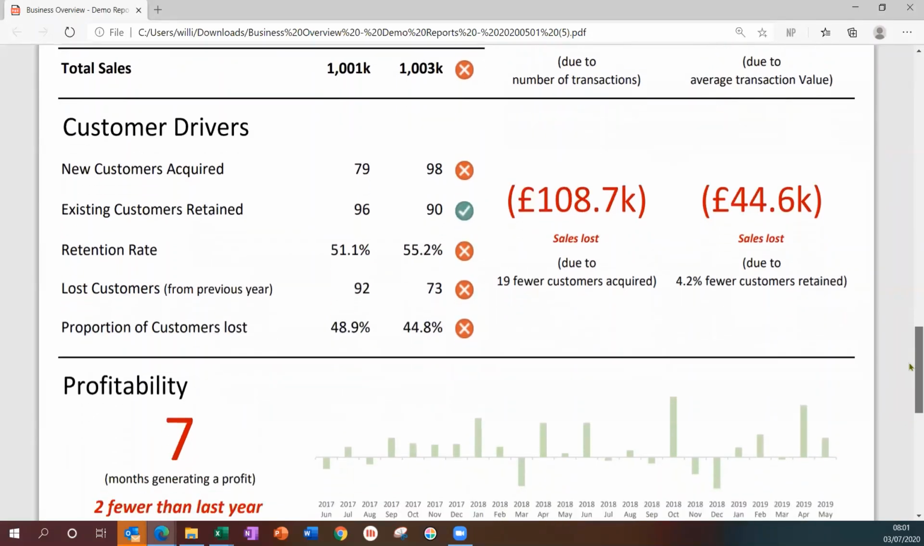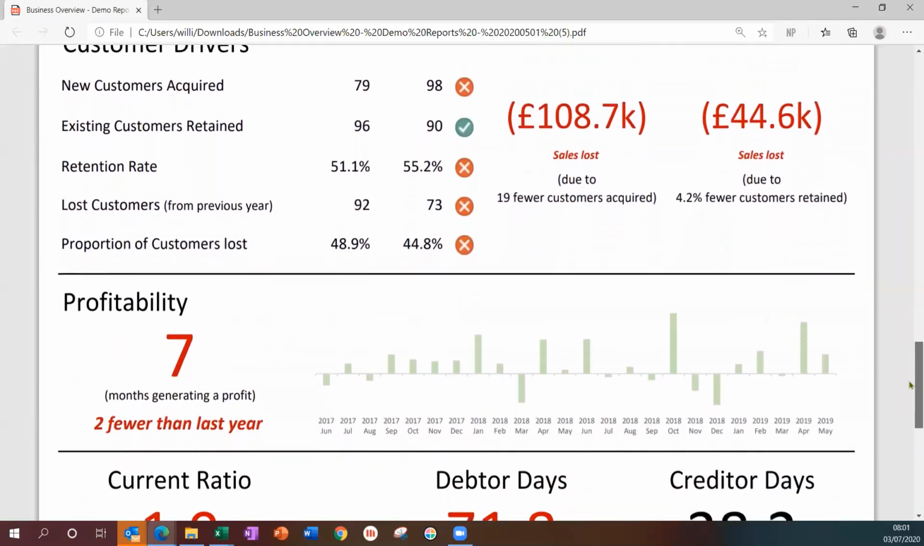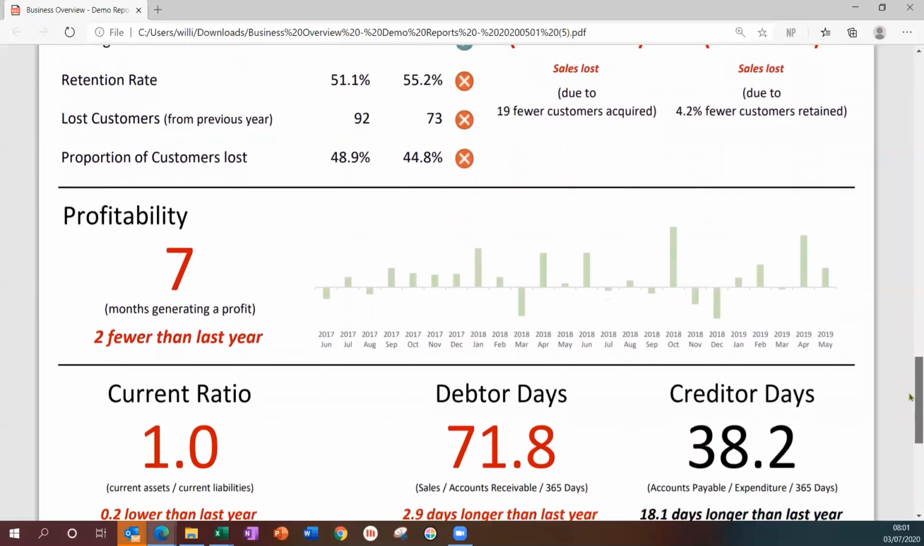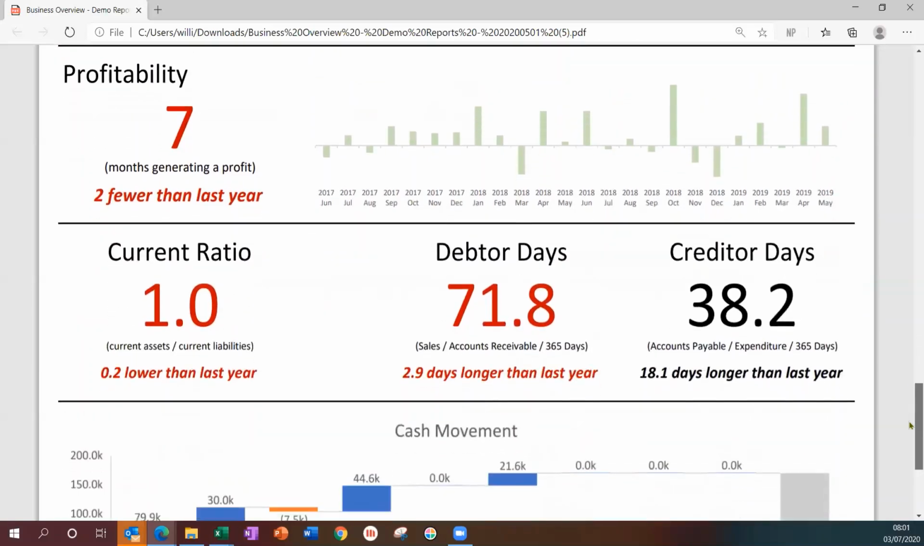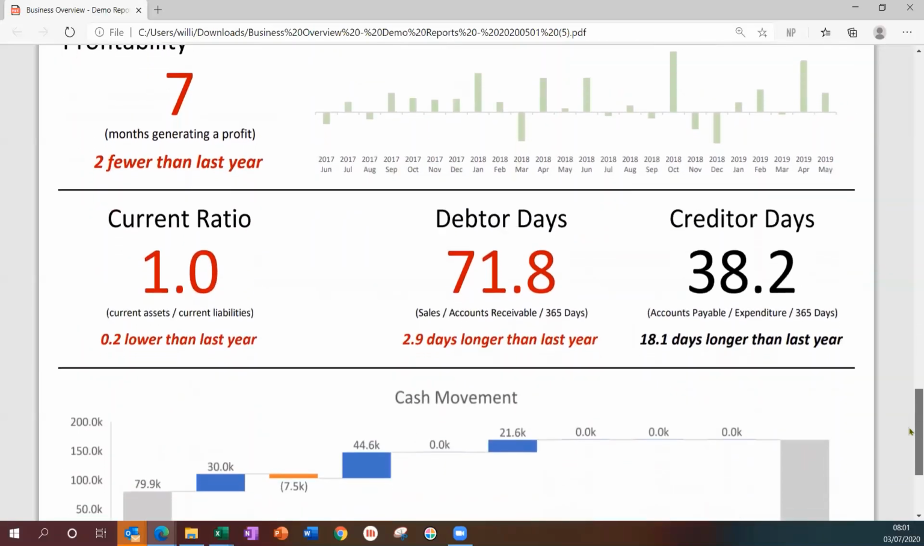The profitability section then displays the number of months in which a profit had been generated over the past 3 years in the graph, and then compares the number of months which generated a profit in the most recent 12 months to the previous year. We are then provided with some key balance sheet ratios and how they compare to the same month in the previous year. The calculation behind each of these ratios is also displayed for the avoidance of any doubt.